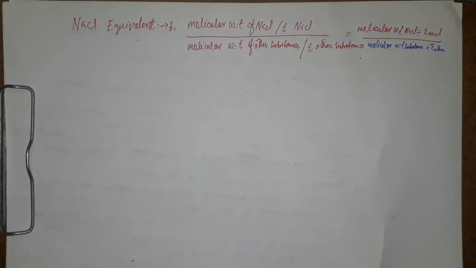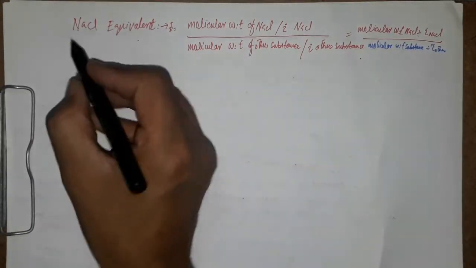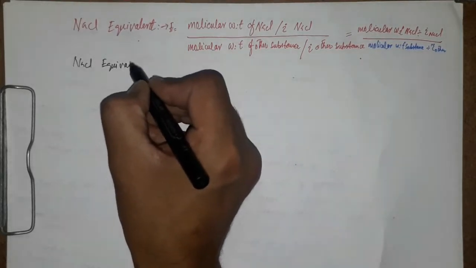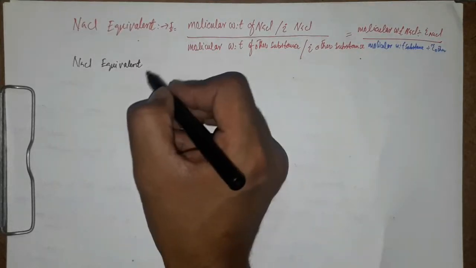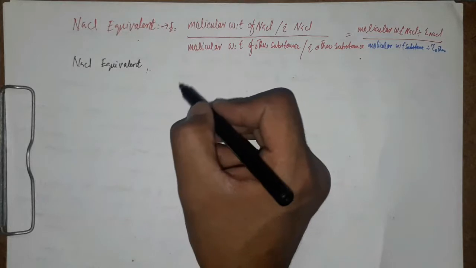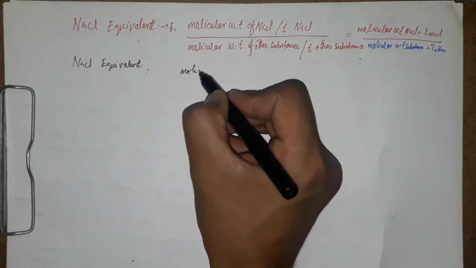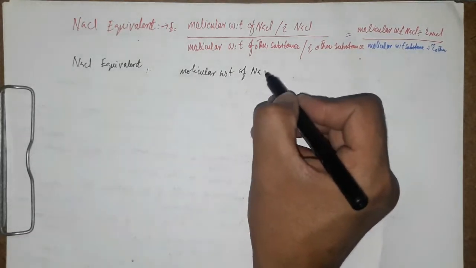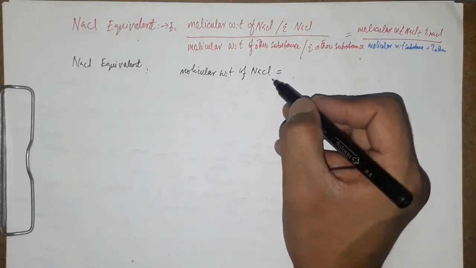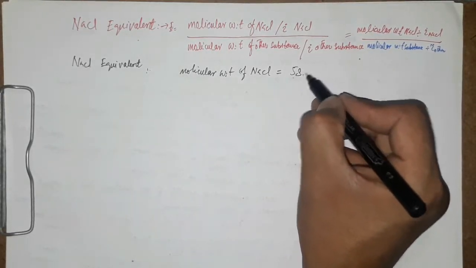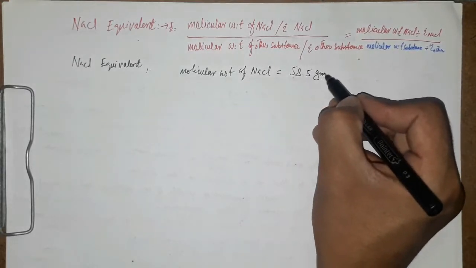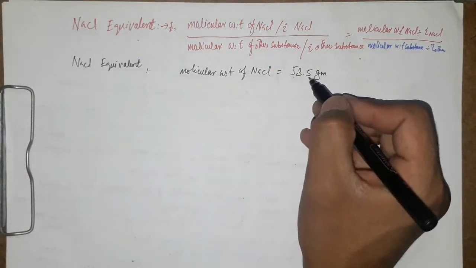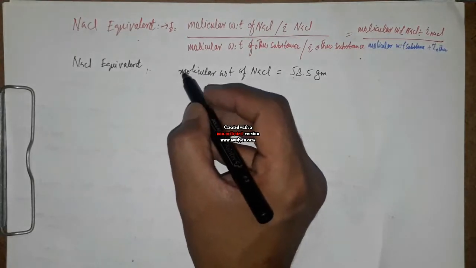Now let us come toward our example of sodium chloride equivalent, in case of atropine sulfate. What is the molecular weight of sodium chloride? It is equal to 58.5 gram. Now boric acid, if we first make it clear with boric acid, then we will make the calculation for atropine sulfate.